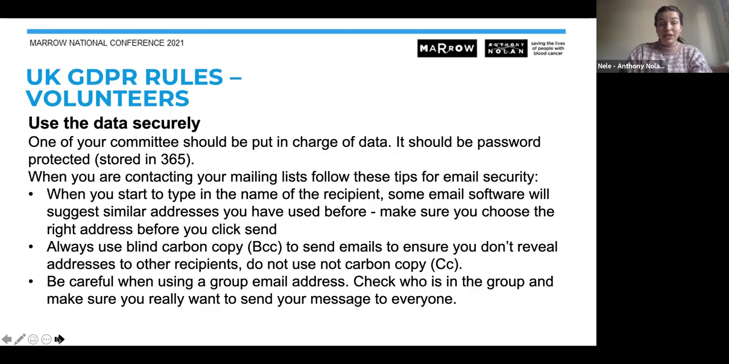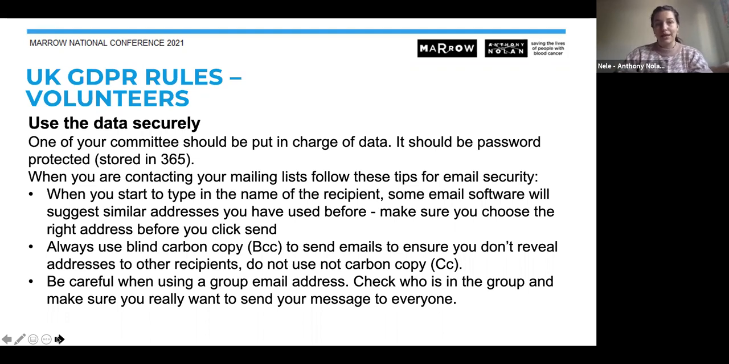Only one person on your committee should be put in charge of data, and that should be password protected on 365. When you are contacting your mailing lists, you can follow these tips for email security. So when you start to type in the name of your recipient, some email software will suggest similar addresses that you have used before. So make sure that you choose the right address before you click send. Always use blind carbon copy, so BCC, in your recipients for emails, and ensure that you don't reveal email addresses to other recipients, and do not just use the CC label.